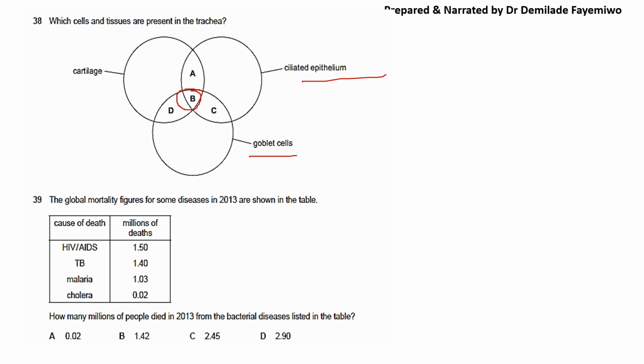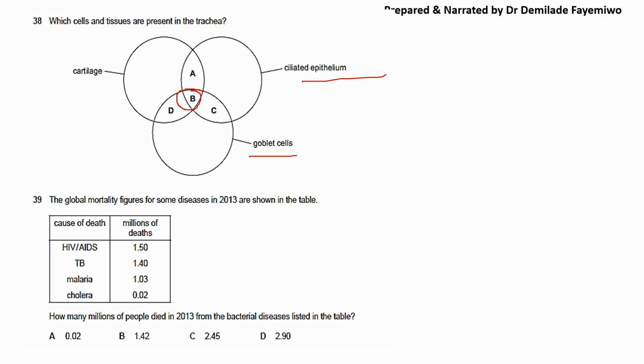of deaths. And it says how many millions of people died in 2013 from the bacterial diseases listed in the table. So this question is not that tricky, but what they are asking you to do is not just to look at the numbers, but to first of all determine which ones are bacterial, which ones are viral, and which ones are caused by something else like a protoctist.